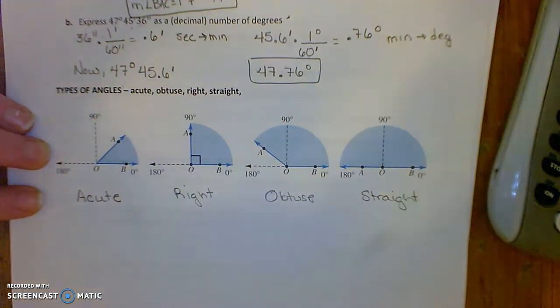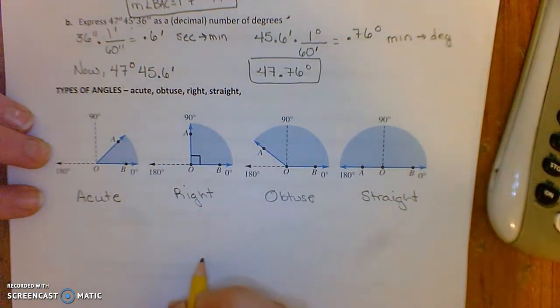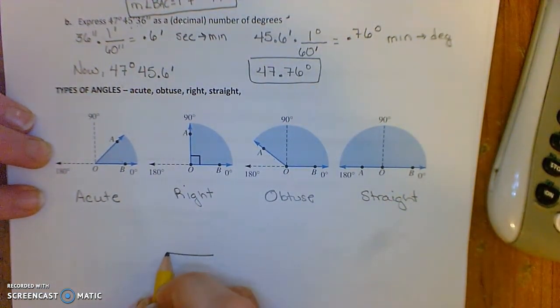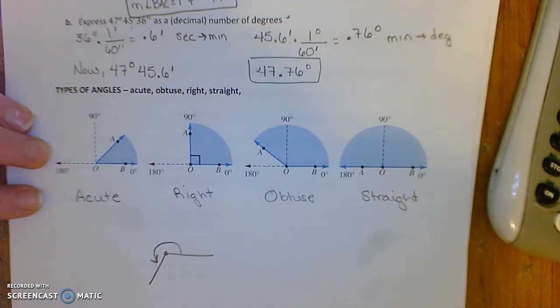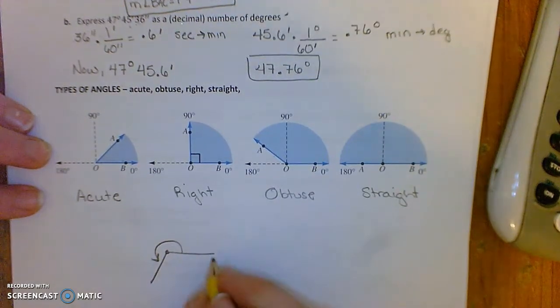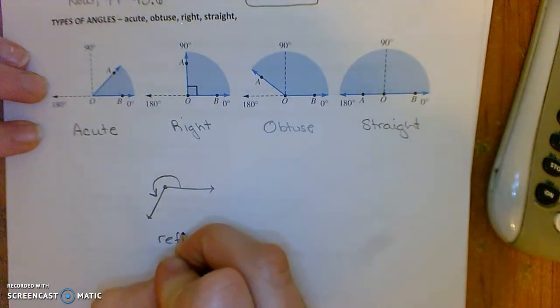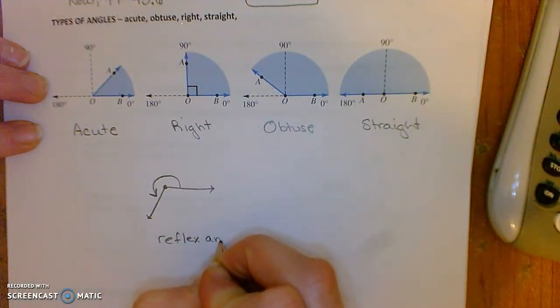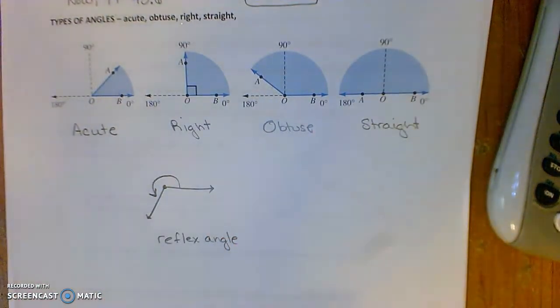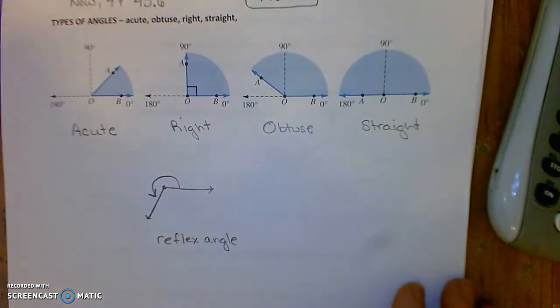And the next angle we probably won't see very much in our class, but if you have an angle that is bigger than 180 degrees, less than 360, we call this one a reflex angle. We won't see this one very much though. These will be the important ones for us.